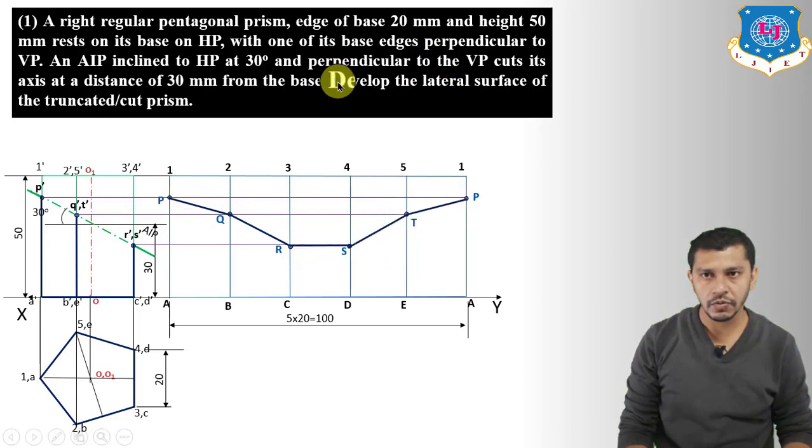Now here we have to show the development of the lateral surface of the truncated prism. So the upper part is going to be removed. So draw the dark outlines in the lower part from this section. So show the lower part by the dark outline. So this will be the development of our pentagonal prism.